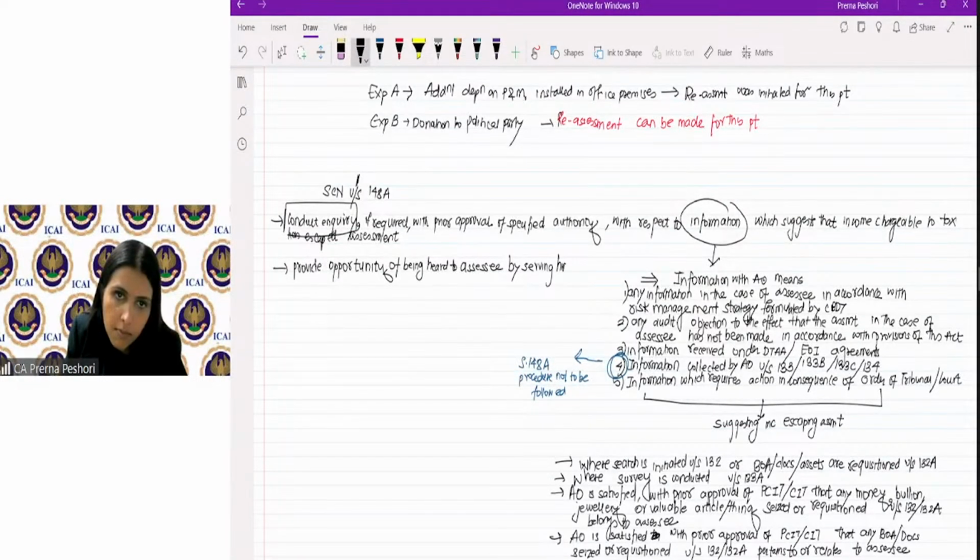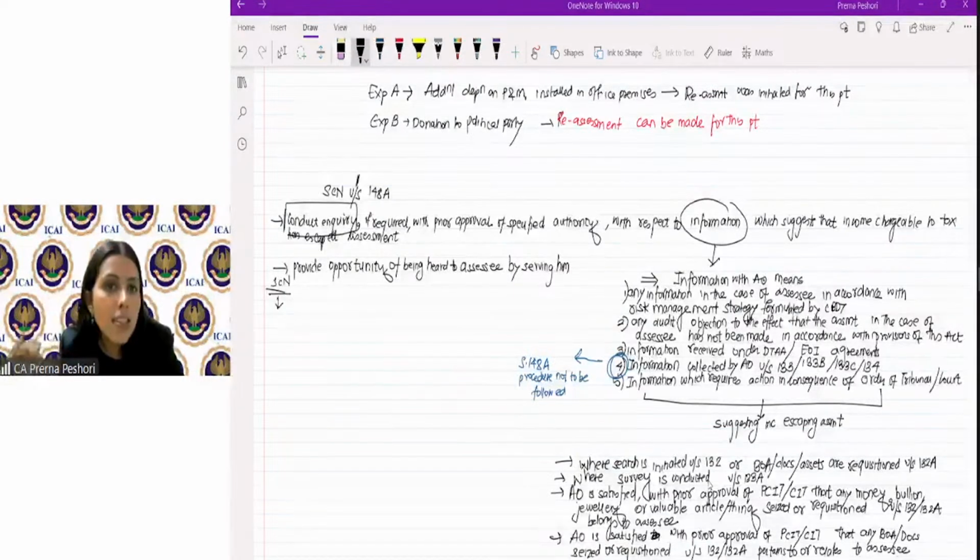By serving him show cause notice, the timeline for which shall be between 7 days to 30 days from the date on which the notice is issued. Now this show cause notice will be as to why the reassessment should not be made on you. Show us the cause as to why we should not issue you a notice under 148, because we have the information which suggests that the income chargeable to tax has escaped the assessment.